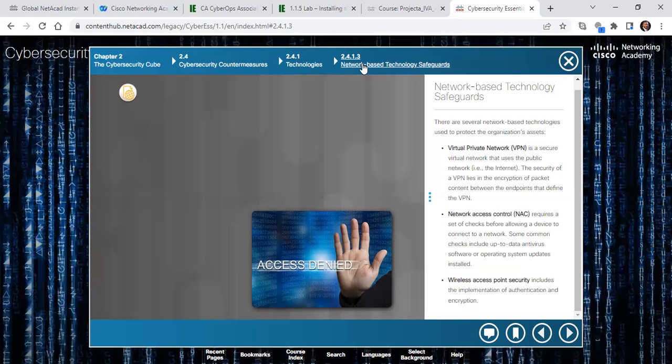Okay, then we have what we call wireless access point security. Wireless access point security includes the implementation of authentication and encryption. That's just the two. So when you check your wireless access point, you see these two things there: the authentication number and the encryption number. So please, it's always important.